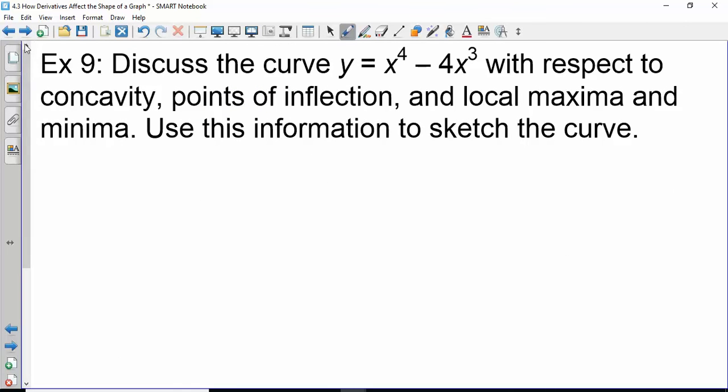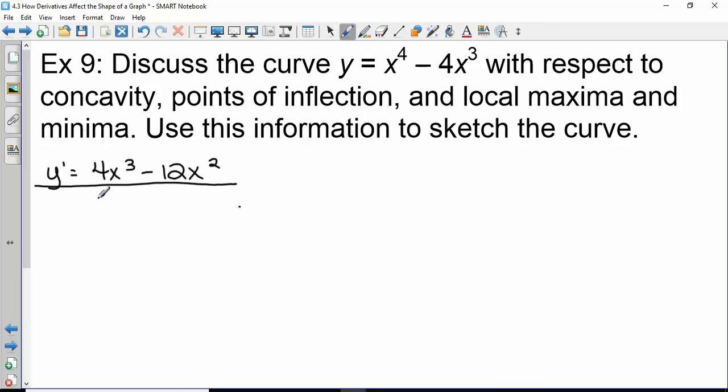I'd like to do one example where we find everything that we've figured out how to do the past 2 days and use it to draw a graph. So, here's my function. Yesterday we talked about increasing, decreasing, max, and min. So that's where I'm going to start. What do I have to do to get that stuff? First derivative. So that would be a 4x cubed minus 12x squared. Okay.